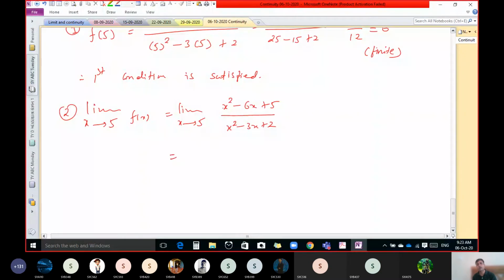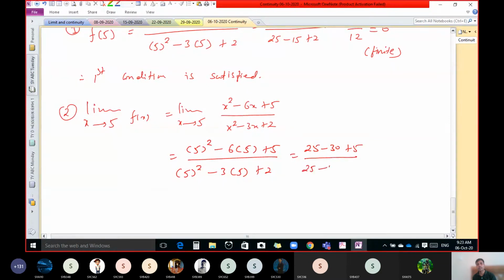So let us put x equal to 5. 5 square minus 6 into 5 plus 5 upon 5 square minus 3 into 5 plus 2. Obviously it is 25 minus 30 plus 5 upon 25 minus 15 plus 2. So the answer is obviously 0 by 12, which means 0, and we know that 0 is a finite value. So we can say that the second condition is also satisfied.